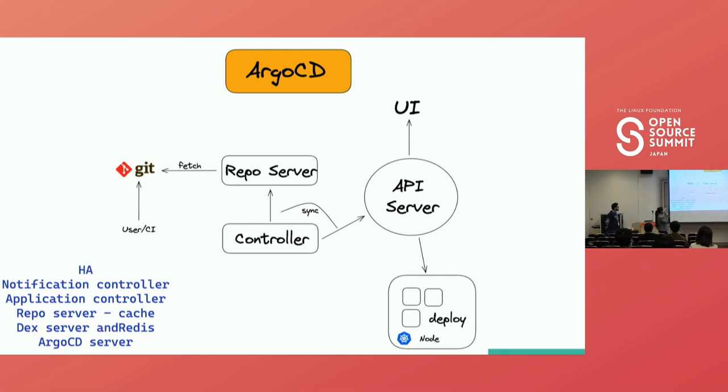Whenever you do the setup in production, these are the components you will be able to see. The first one is the notification controller, second is the application controller, third is the repo server cache, as I mentioned, it stores the cache, and then Dex server and Redis, and the ArgoCD server. So this was all about the workflow. This was all about ArgoCD architecture.